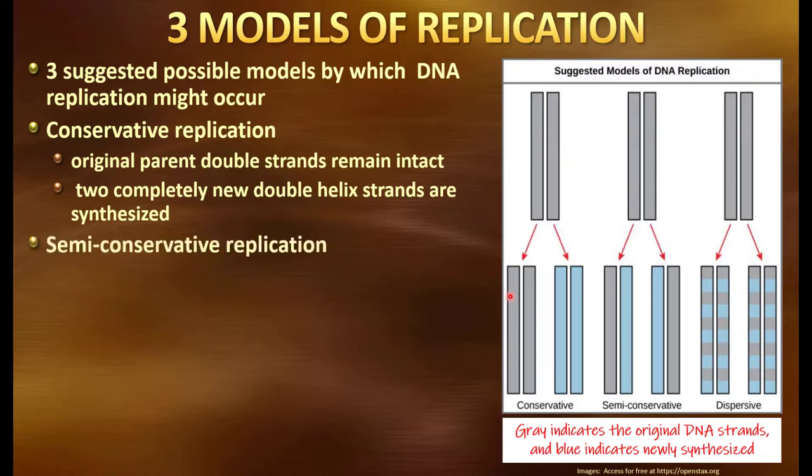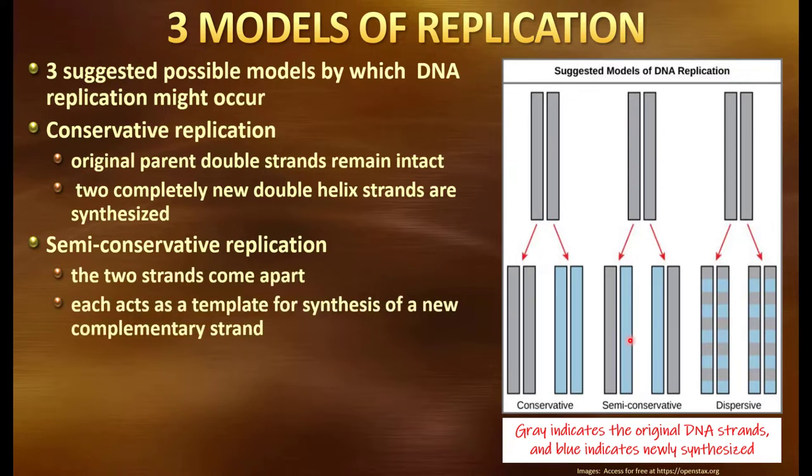Next, we have semi-conservative. If we look here, we will see that this original DNA strand is not completely conserved, but partially conserved. So in our two new DNA molecules, one of the strands is the same as the original strand, but then the other side of the DNA molecule is new. That is semi-conservative. In this case, the two strands will come apart, and we're going to use each of those strands as a template to build the new strand.